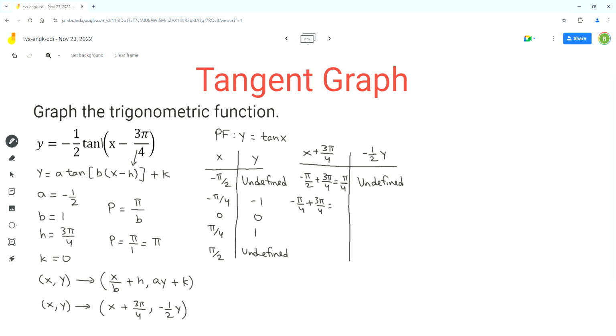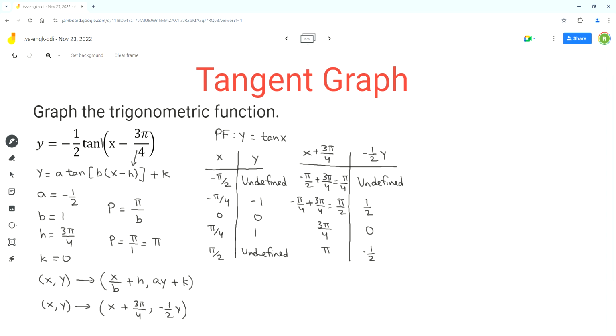This is equal to 2 pi over 4, which can be reduced to pi over 2. For the y value, we have to do negative half times negative 1, which will be equal to positive half. Now we can use the third point. 0 plus 3 pi over 4 will be equal to just 3 pi over 4. And then negative half times 0 will be equal to 0. For the fourth point, we should do pi over 4 plus 3 pi over 4, which is equal to just pi. And for the y coordinate, we should do negative half times 1, which is equal to negative half.